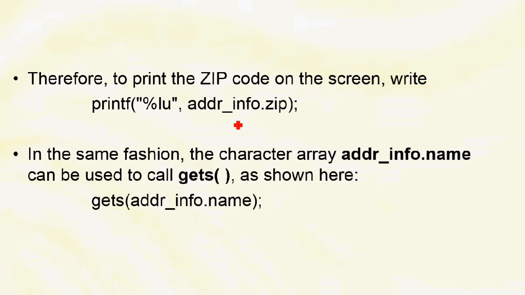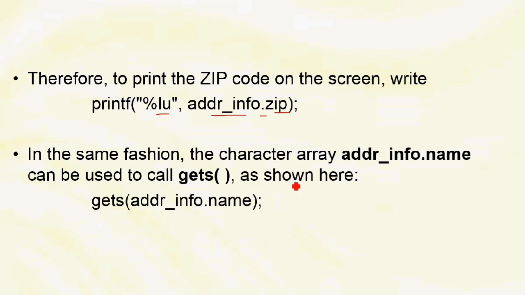Similarly, to display the value, the same format you have to use. Address info is the name of the structure variable, then you use the dot operator, and this is the name of the structure member. Now the value of zip code or postal code will be displayed as output. We created this as an unsigned long integer, so it is LU. U indicates unsigned, L indicates it's a long integer.